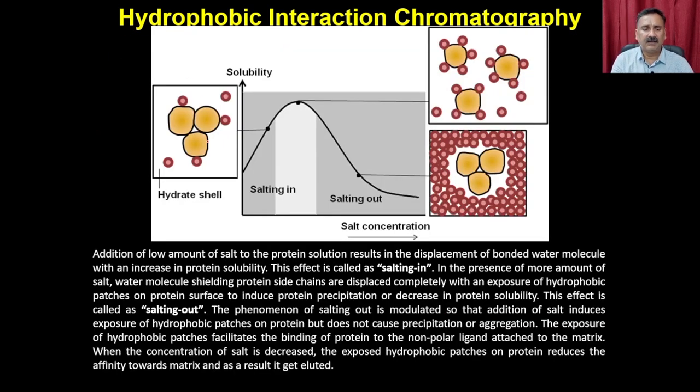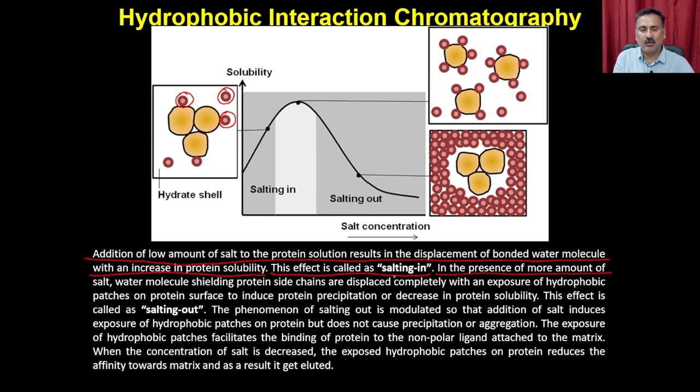So what happens is that if you add a small amount of salt, it is going to remove some of the bound water molecules, and as a result it brings more space into the solution, and that's how it increases the solubility of the protein molecule. This effect is called salting in. So addition of a low amount of salt to the protein solution results in the displacement of the bound water molecules with an increase in protein solubility, and this effect is called salting in.